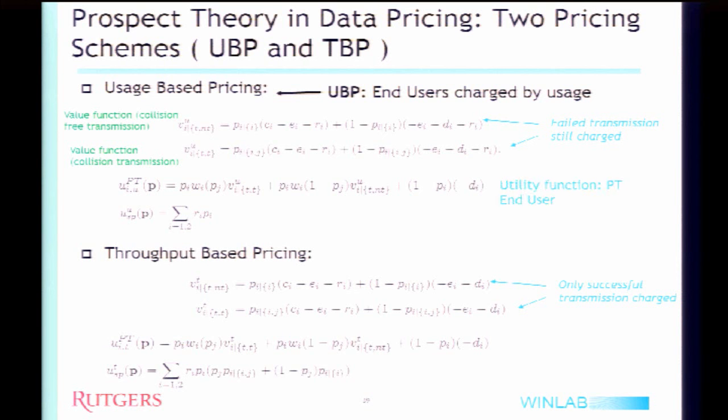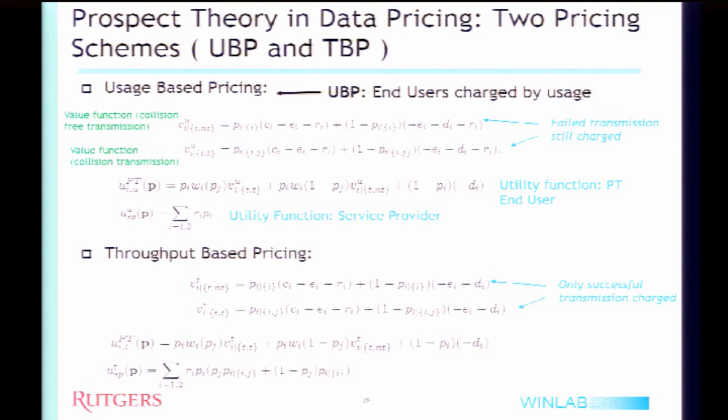And this is a utility function for the PT end user. Mathematically, the EUT player's utility function is a special case of this one, when alpha is 1. And this is a utility function for the service provider. You can see that her revenue is generated from the actual usage of the service, and the actual usage of the service is reflected in the transmission probability.